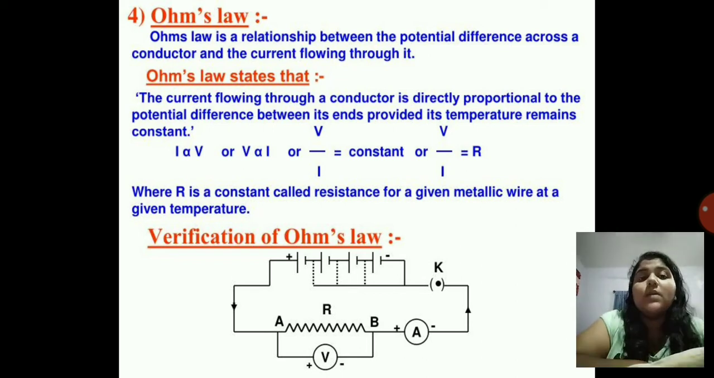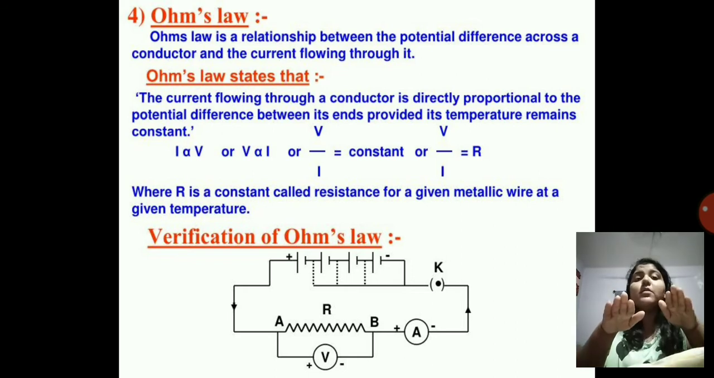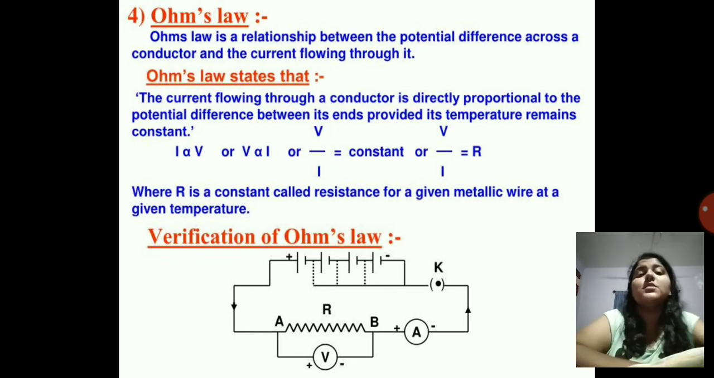So I is directly proportional to V, or V upon I is equal to a constant, or V upon I is equal to R, where R is a constant called resistance for a given metallic wire at a given temperature. Now we have to verify whether it is directly proportional or not. Directly proportional means that if the current is increased, the potential difference will also increase. If the potential difference goes down, the current will also go down. This is known as directly proportional.